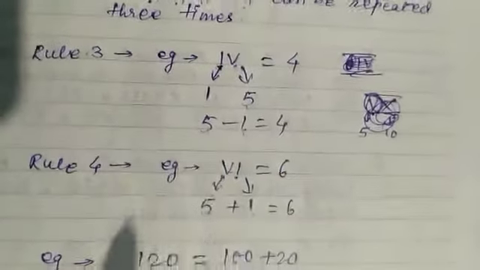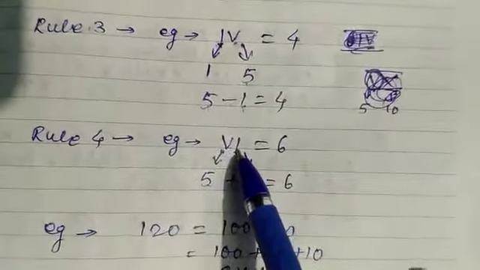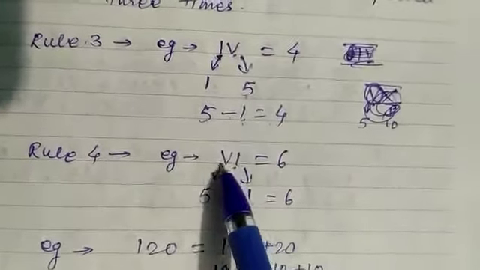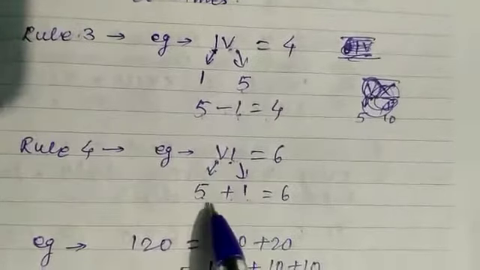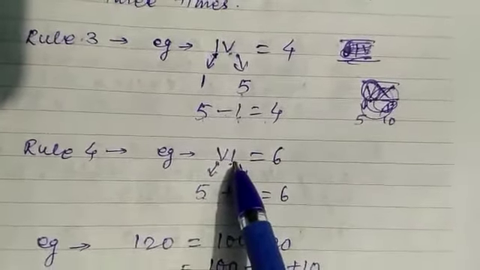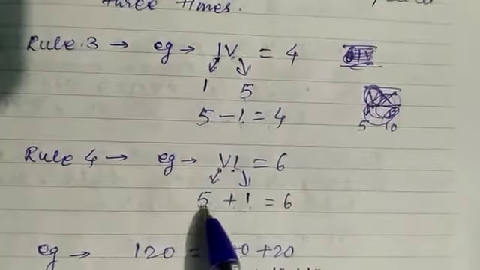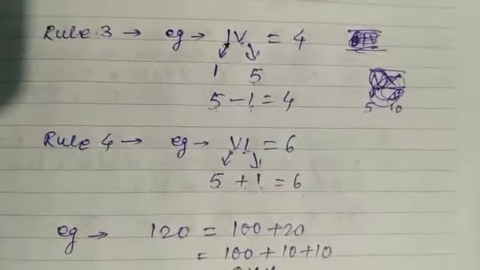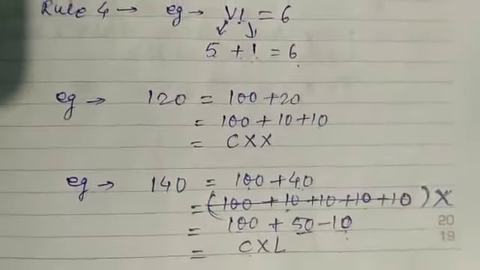Now rule number 4 says that if a smaller number is on the right side of the greater number, then we will add the numbers, as you can see here, 5 plus 1. This is 5, this is 1. The smaller number is on the right of the greater number, so we will add 5 plus 1, that is 6. Now I am giving some questions to understand the rules.